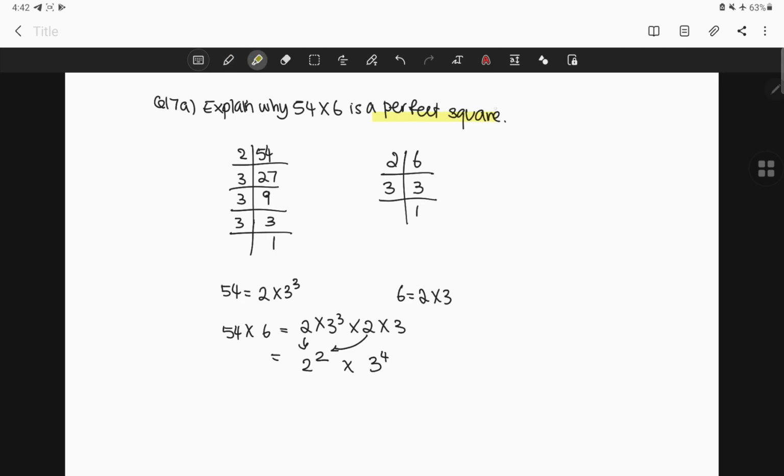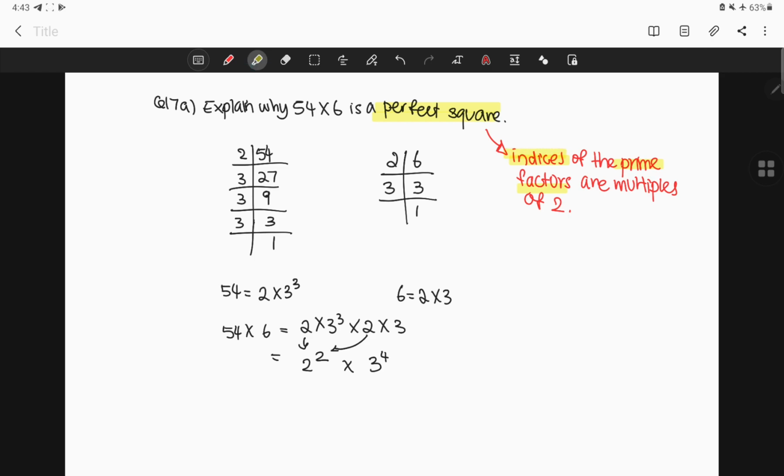Note that the question is asking for a perfect square. So what does it mean for a number to be a perfect square? This would mean that the indices of the prime factors are multiples of 2. So one very important word here is indices of the prime factors. Indices.